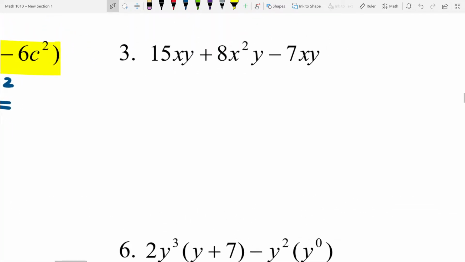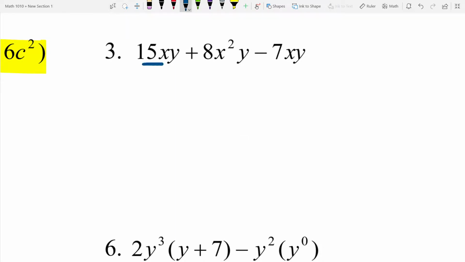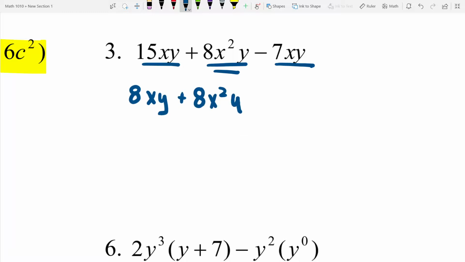Okay, so look at this one, guys, on question number 3. This guy has an xy. This guy has an xy. This guy has an x squared y. That x squared y cannot be added to anything. It's just on its own. But the xy's can be added together. So when we add them together, we're going to have an xy. 15 minus 7 is an 8. Then write down that middle term, 8xy, and you're done. There's nothing I can do to those because the second term has 2 x's and the first term only has 1. They're not like terms, so that's it.